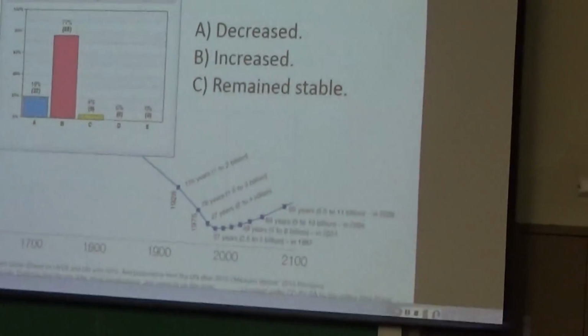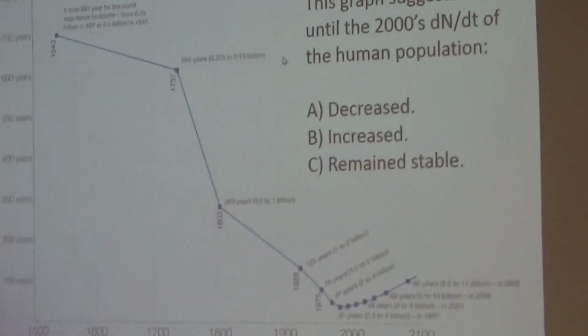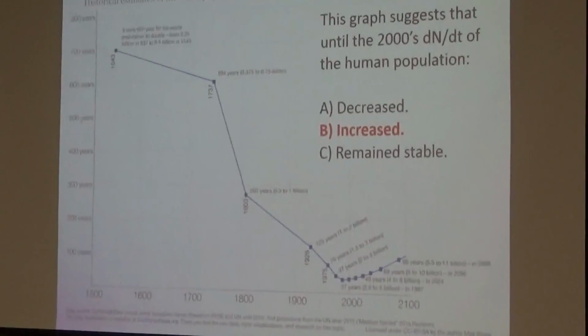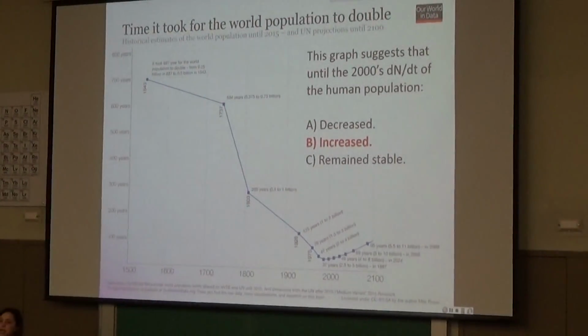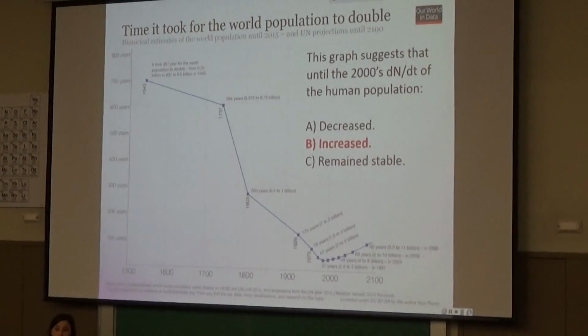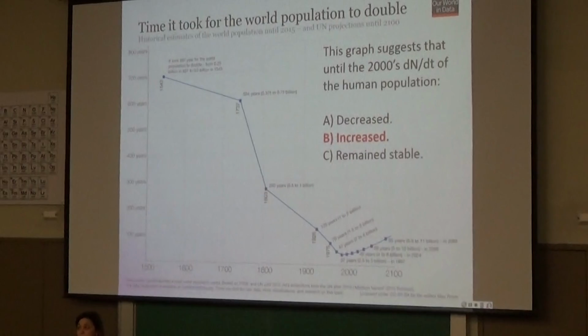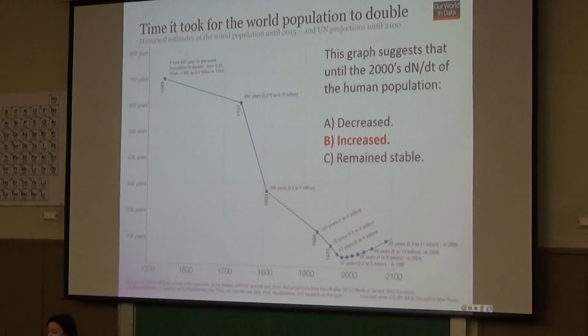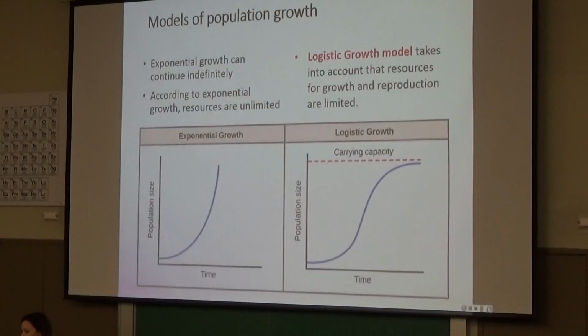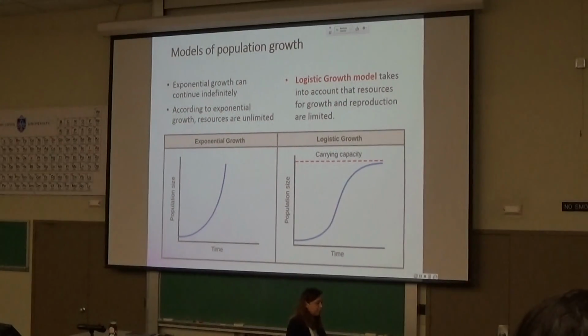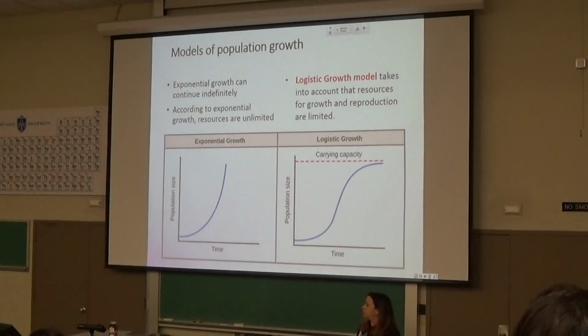Okay. So also we got this right. If it takes less and less time for the population to double in size, it means that the population growth rate is increasing over time, which is what we observe in populations that are growing exponentially.